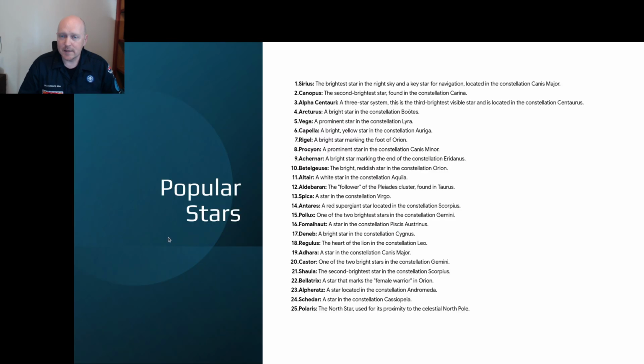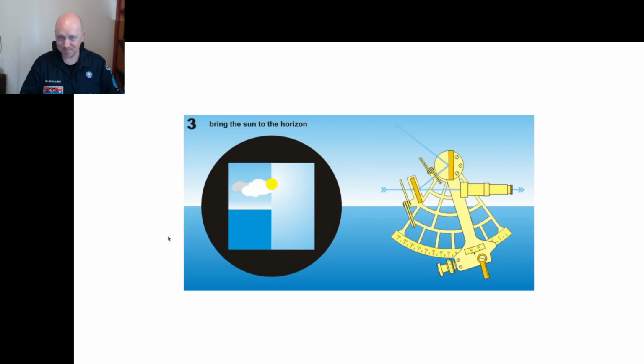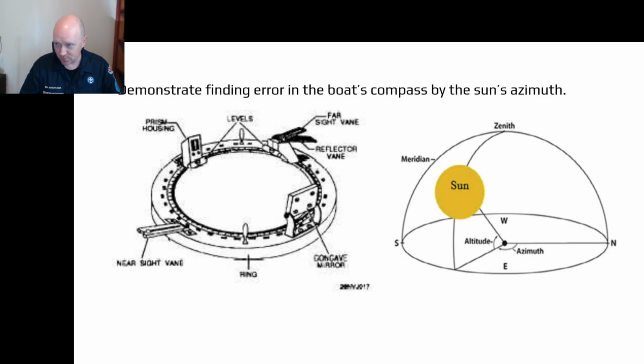So let me scroll back down. Sorry, the Google presentation doesn't work quite like PowerPoint. So anyway, if you have one of those compasses, you can put this thing over it, and it uses some mirrors and things to help you figure out exactly what the direction is to the sun at any given time. In other words, if you can figure out the exact direction to the sun, it's called an azimuth.